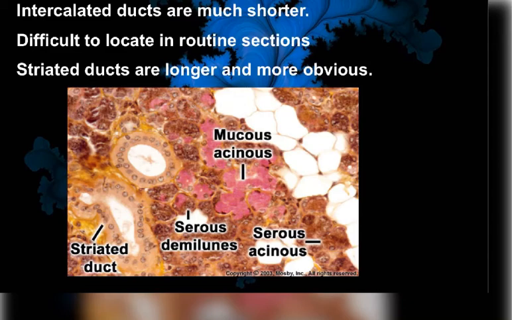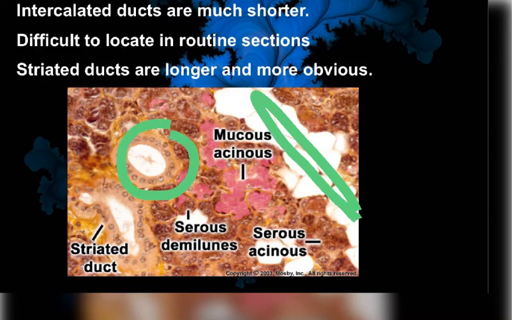And so this should be from the submandibular gland. Fat cells, clear. This is striated duct. It's also striated duct.